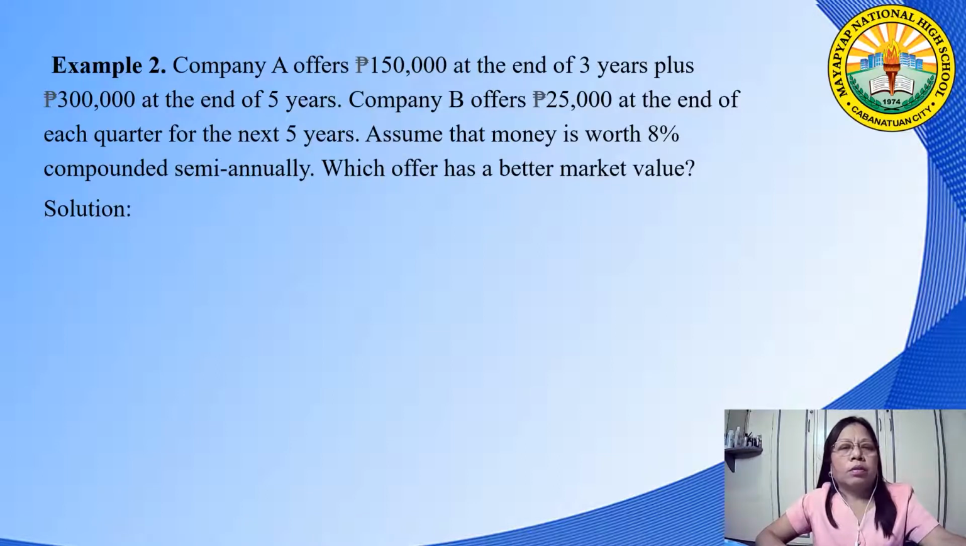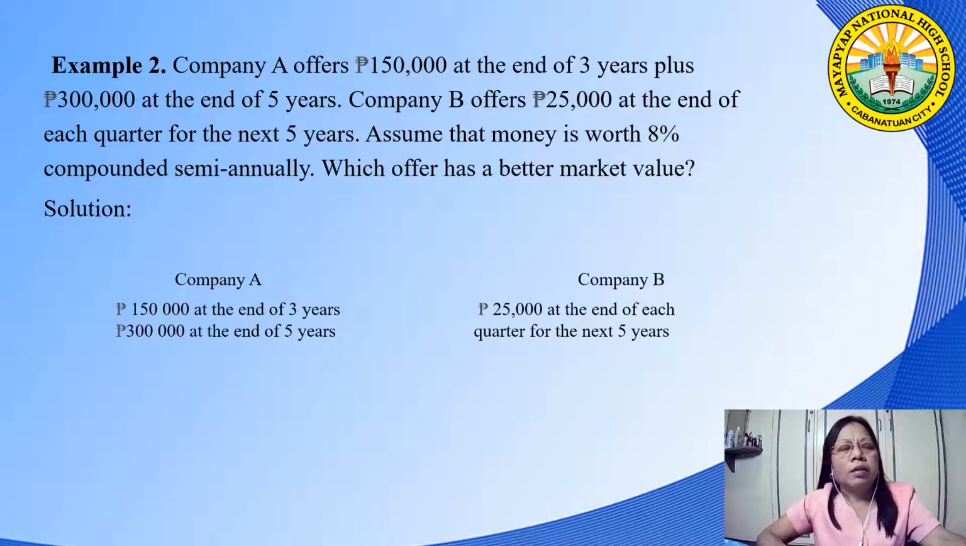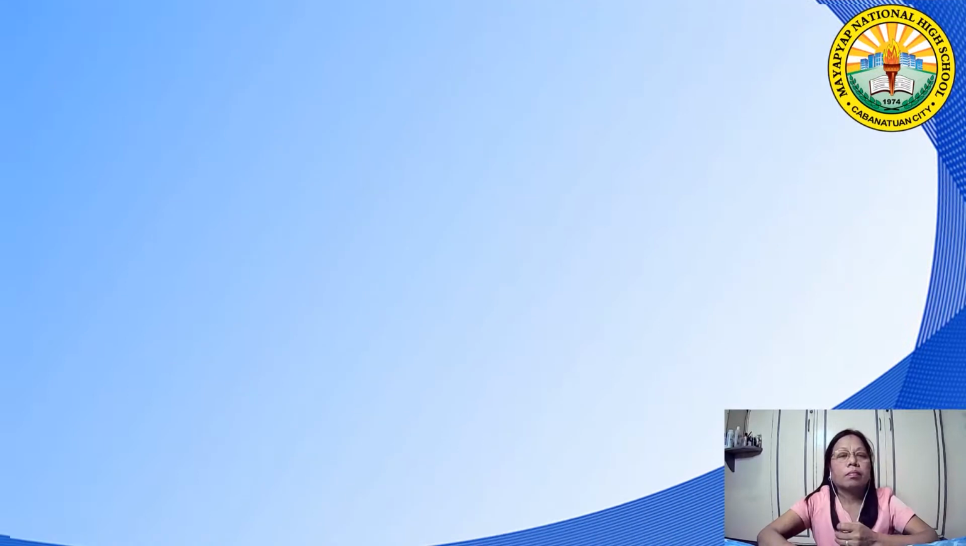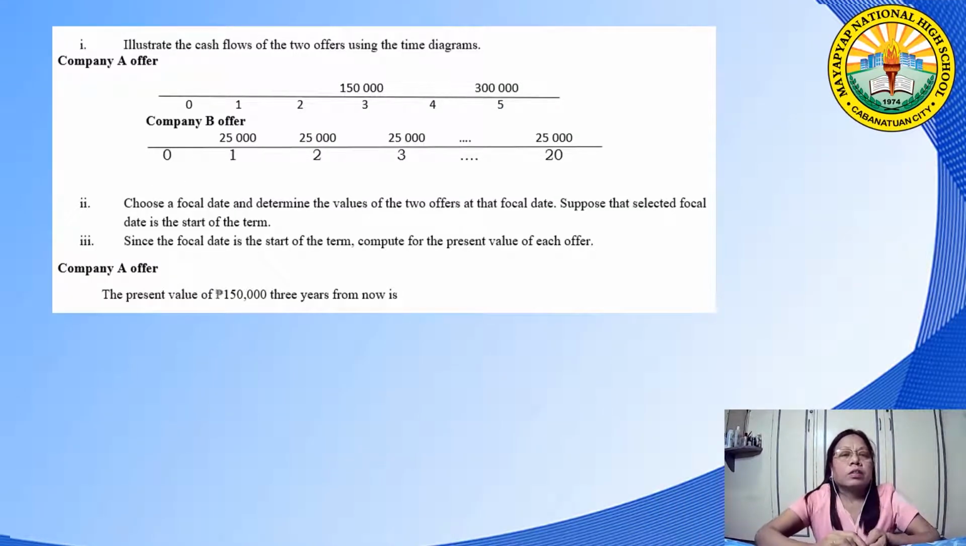So the given for company A: 150,000 pesos at the end of 3 years and 300,000 pesos at the end of 5 years, while company B offers 25,000 pesos at the end of each quarter for the next 5 years. You are asked to find the fair market value of each offer. So first is to illustrate the cash flow of the two offers using the time diagram. For the company A offer, this is the time diagram.